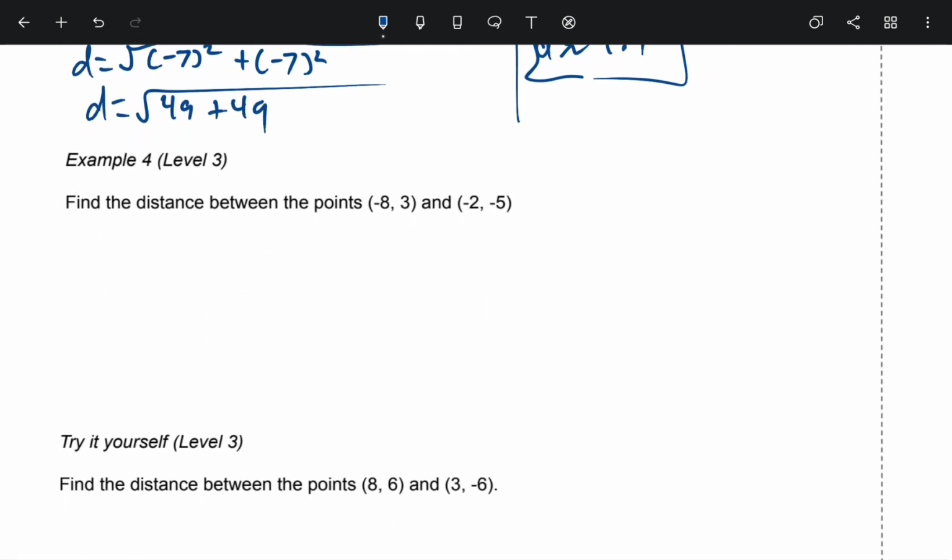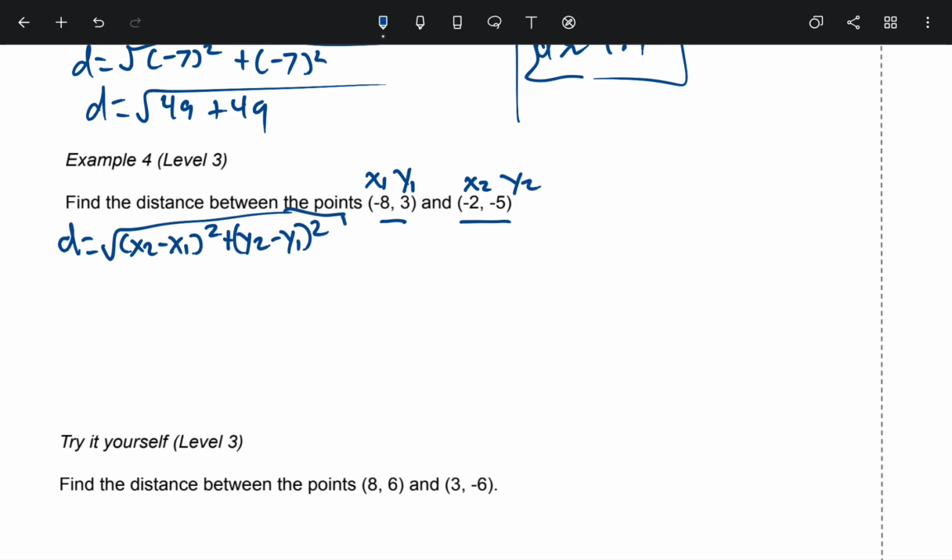Right, so example 4 is a level 3 type question. So now we're dealing with points in all 4 quadrants of the coordinate plane. So we want to find the distance between the points (-8, 3) and (-2, -5). Start off by labeling them x1, y1, x2, y2. Okay. And remember our formula right here.